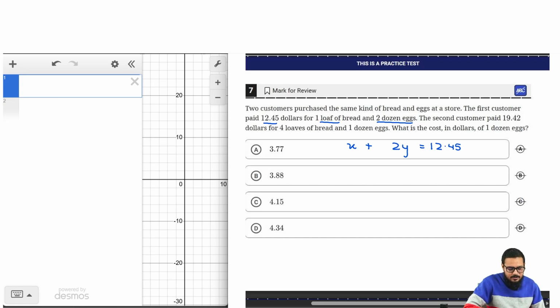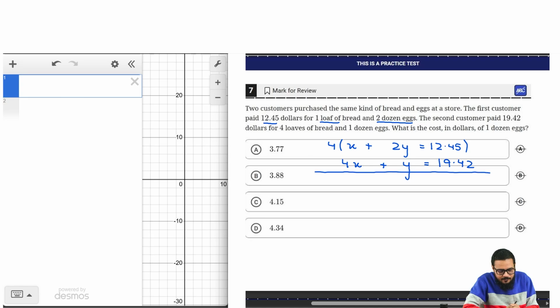The second customer paid $19.42 for 4 loaves of bread and 1 dozen eggs. So I assume that x represents the cost of one loaf of bread. So obviously for 4 loaves of bread, that should be 4x. And 1 dozen eggs, that would be just y. And then the entire thing would be equated with 19.42, right? Now, we are looking to find the cost in dollars of 1 dozen eggs, so I've assumed y as the cost of 1 dozen eggs. So what I'm going to do is multiply my top equation by 4, and I'm going to subtract the bottom equation from my top equation.